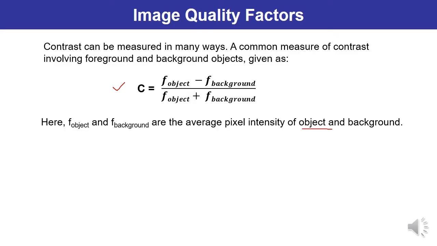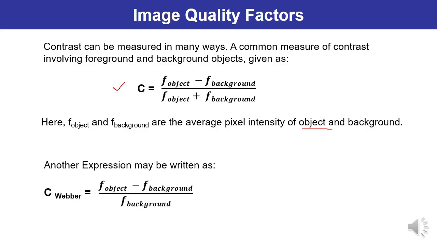There is another way to calculate the contrast, and it is C is equal to F object minus F background upon F background, and this is sometimes known as simultaneous contrast. Simultaneous contrast is one of the commonly used terms in the image quality description.